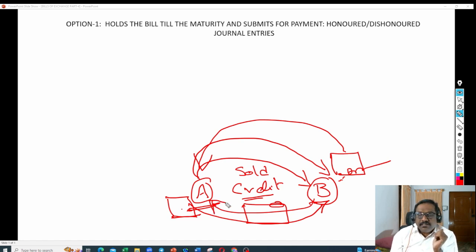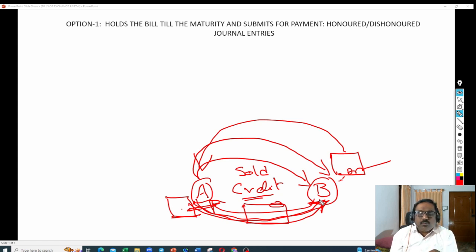We call it as bill is honored, because on the due date, A approached B and B paid that amount. This is one scenario. In the second scenario, A went and submitted the bill and requested B to pay, but B said, sorry, I don't have money, I can't help you. Then that situation is called bill is dishonored by B.